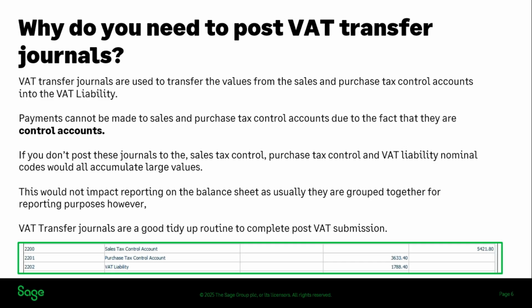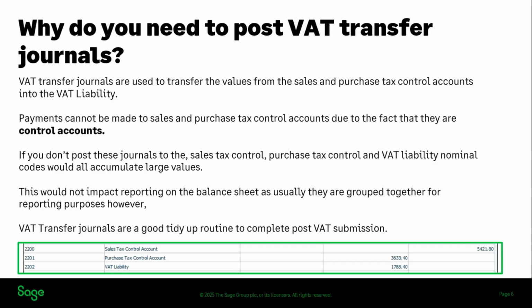Now, if you don't do these journals, you can still make the payment to the VAT liability, but what you will find over time is that you start to build up some really large balances on these nominal codes. Lots of people don't recognize that there's an issue there, because when you're reporting on these three codes, they tend to be grouped together. When you run your balance sheet, these three nominal codes, 2200, 2201, 2202, are by default grouped together under the VAT liability subgroup. So actually, they do report the correct figure.